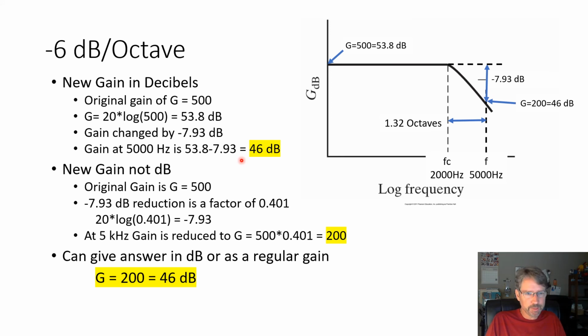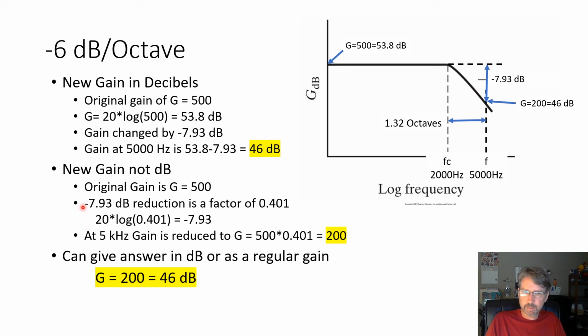So if you don't like decibels, you can convert this change from decibels. So the original gain is 500. That's this 500 is the scale factor. The output is 500 times the input. So a 7.93 decibel, negative 7.93 decibels, is a scale factor of 0.401. So remember, negative decibels means we're reducing it so that the gain is less than 1. And if you plug in 20 times the base 10 log of 0.401, you get negative 7.93. So that's how we solved for this using this equation. You have to invert it with algebra.